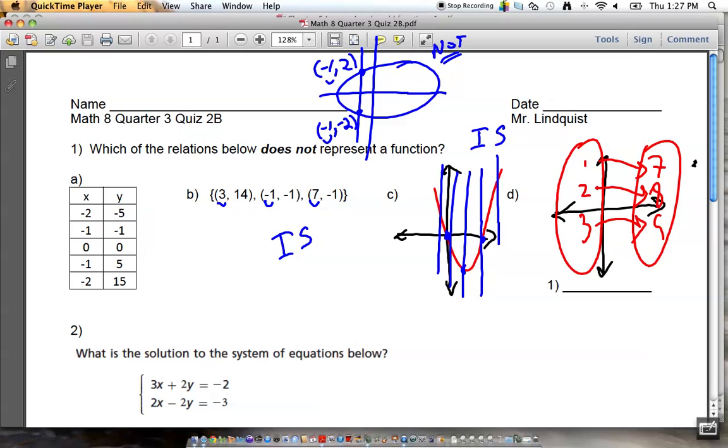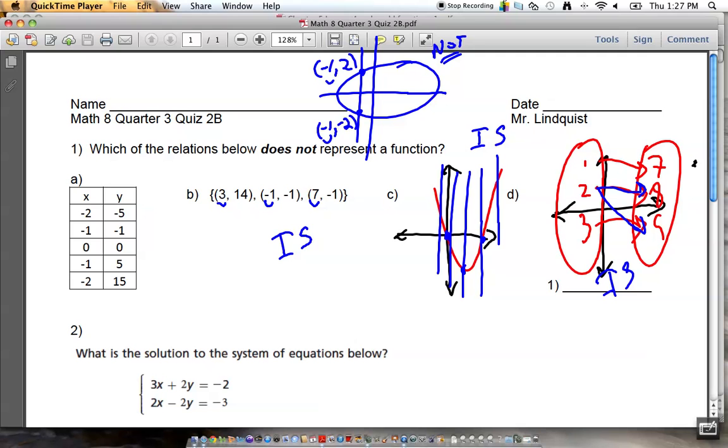Now let's look over here. Doesn't each of these numbers have only one line going from it? So it is a function, okay? It would not be a function if I then drew the 2 and I had 2 different lines coming from the 2. Then it would not be. But look over here.